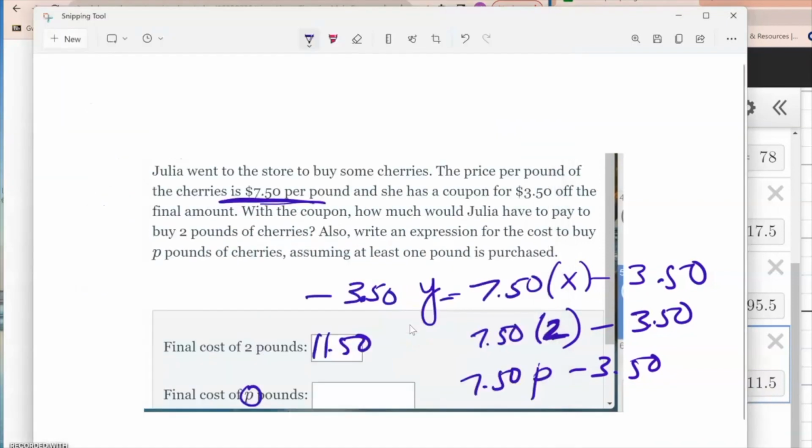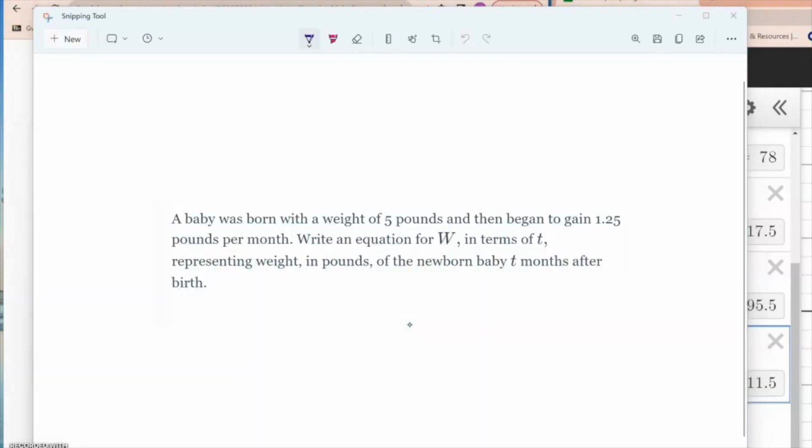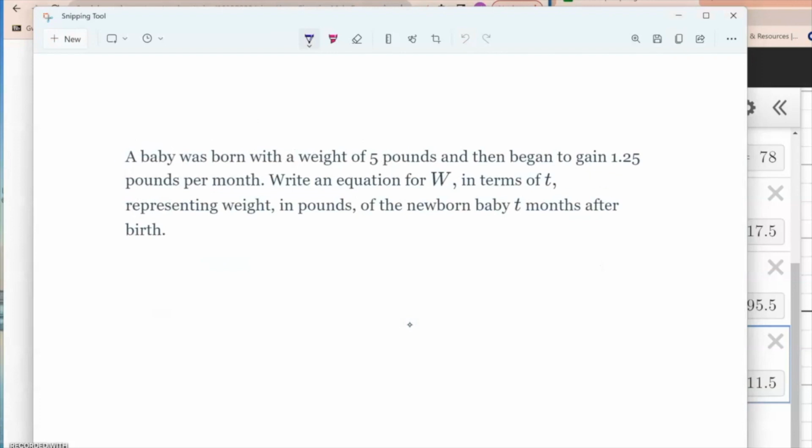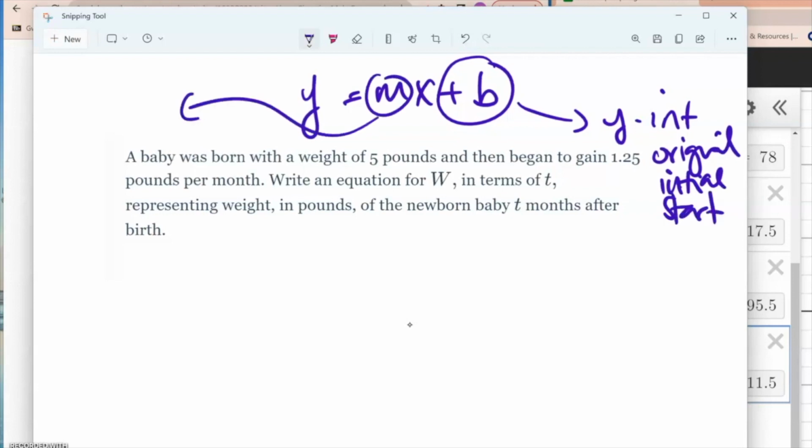All right, so I'm going to go over a couple of these just to make sure you understand it. I am going to choose the kind of question I'm going to give you. So this one is what it's going to look like. And really, it's just a linear equation in context. So it's y equals mx plus b in context, where b is your y-intercept, which is your original or your initial or your start, all of that means the y-intercept. And then m is your slope, your rate of change, how something is changing.